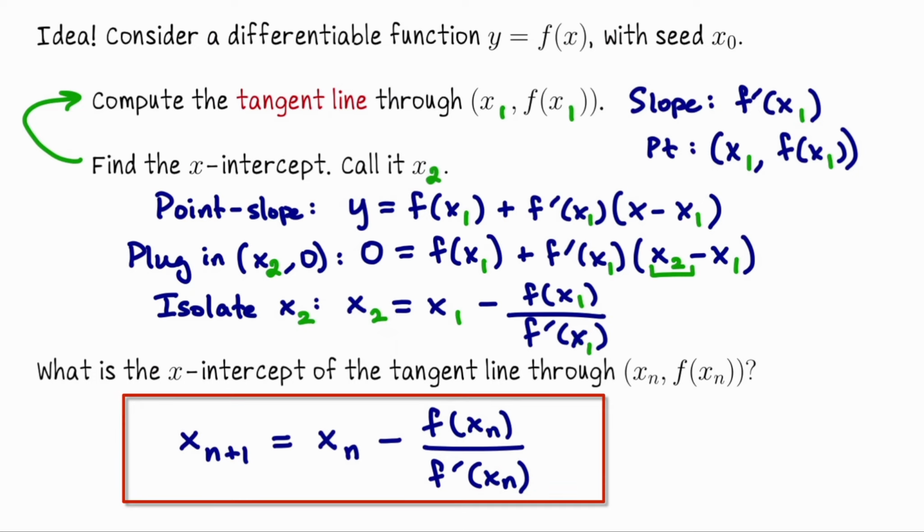And maybe I'll mention one more time here that that denominator cannot be 0. If you're ever working through this computation and you find that the derivative is 0, it means you have to stop your process and pick a different point.